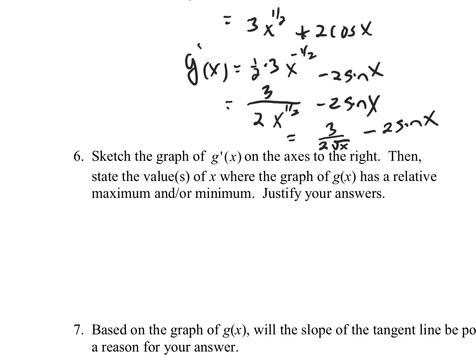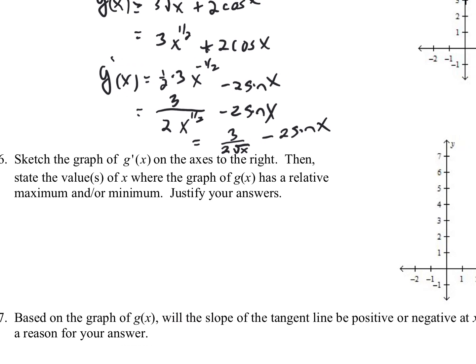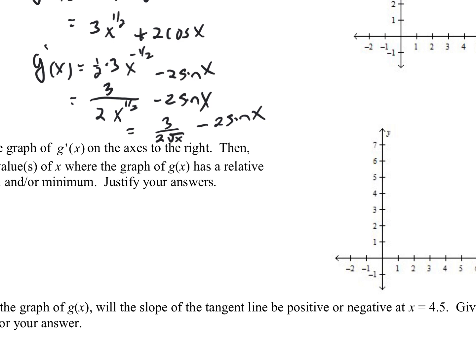Okay, sketch the graph of g prime on the axis to the right, then state the value of x where the graph of g of x has a relative max or min. Justify your answers. So he wants us to graph that. Since we have a trig function, and I don't really have a grid that has pi over 2, and I don't have pi, it's probably a calculator problem. So why don't we go get some points from my calculator, and I'll put it on there. I'm pretty sure this would have been a calculator problem. At least on that grid, it's not.